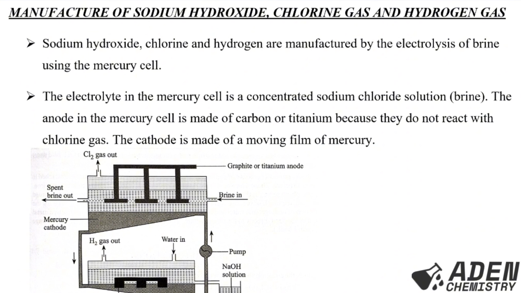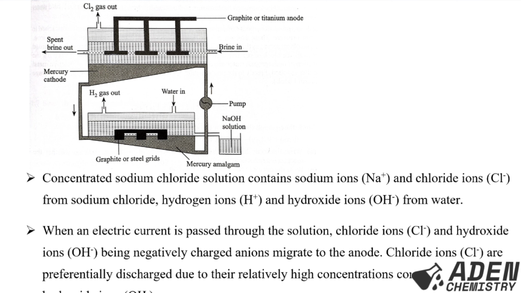What about the cathode? The cathode is made up of a moving film of mercury or flowing mercury. So this is how the mercury cell looks like. We are supposed to have our concentrated sodium chloride solution or brine in here. Then this is our anode, which is made up of graphite or titanium. We have seen the reason why the anode is made of graphite or titanium. So here is where we are going to have chlorine gas out. That means chlorine gas is produced at the anode.